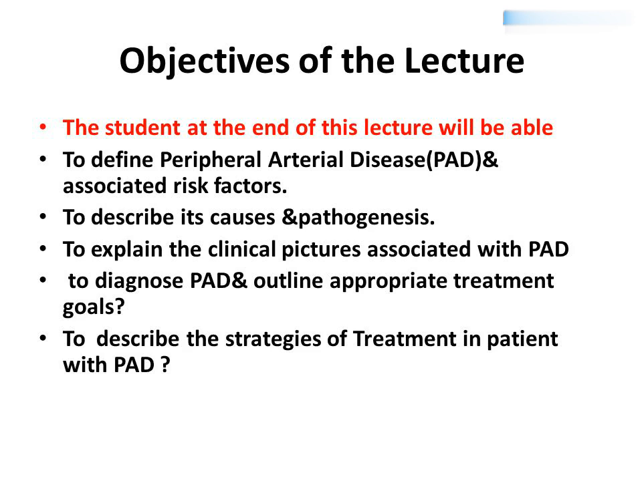The student at the end of this lecture will be able to define peripheral arterial disease (PAD) and associated risk factors, to describe its causes and pathogenesis, to explain the clinical pictures associated with PAD, to diagnose PAD and outline appropriate treatment goals, to describe the strategies of treatment in patients with PAD.